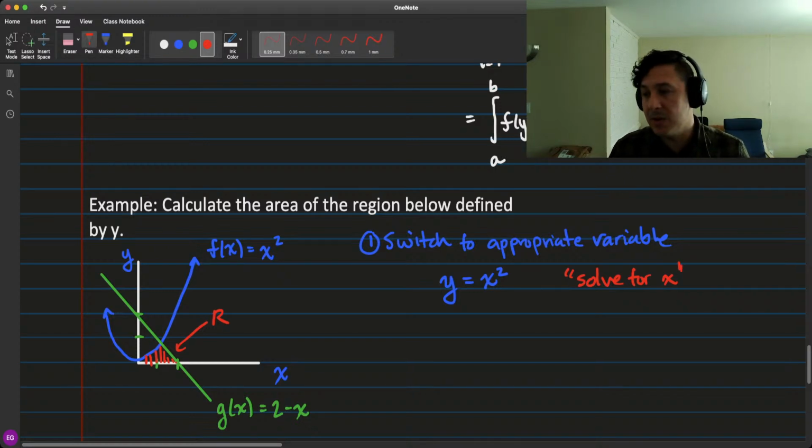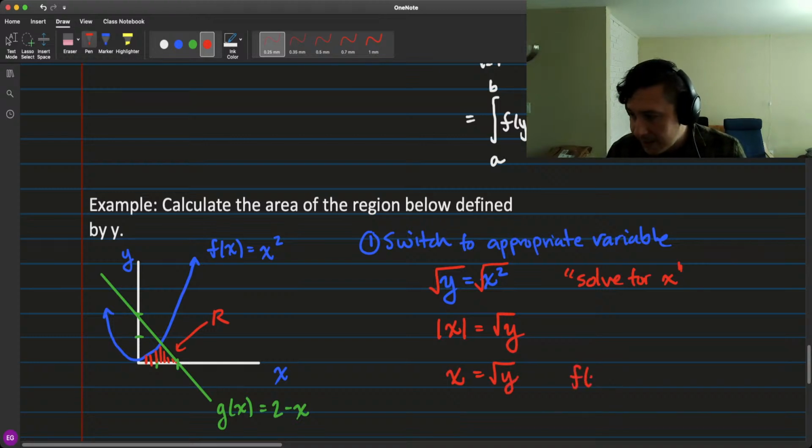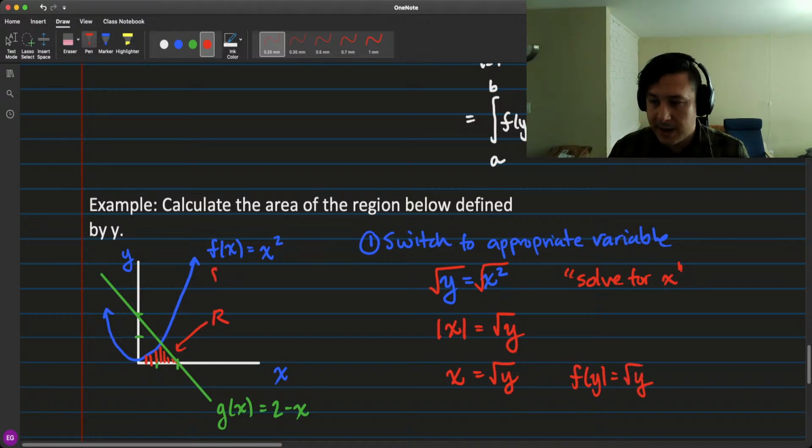So I take the square root of both sides. Technically, the square root of x squared is absolute value of x, but since the x's are all positive here, you can really just say that x equals root y. So really, the equation I'm dealing with is f of y equals root y. That's how I want to think of this.